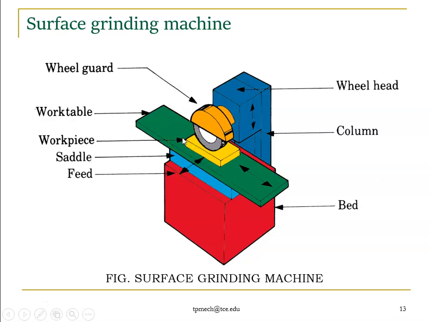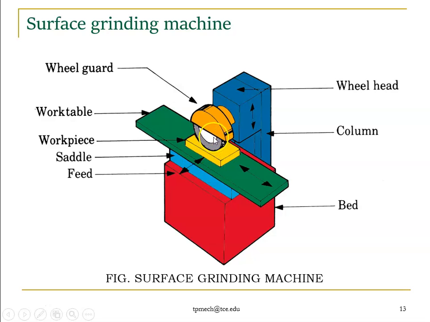If they ask for a horizontal spindle, rotary table, you need to draw the table as a circular one. That's enough, right? If they say vertical spindle, you need to draw it like this, with a vertical spindle. So the wheel guard, the work table in green color, the workpiece in yellow color, the saddle, and finally the bed, right? So bed, column, wheel guard, wheel, work table, workpiece, saddle, as well as other components.